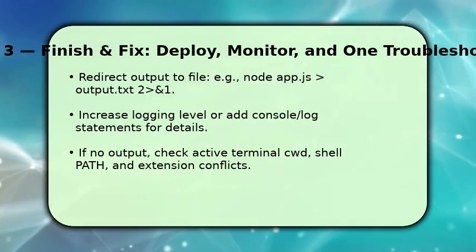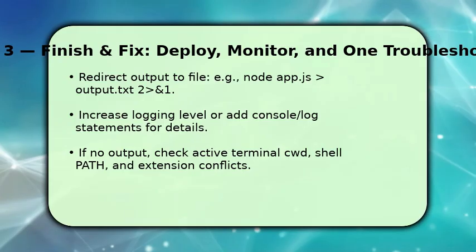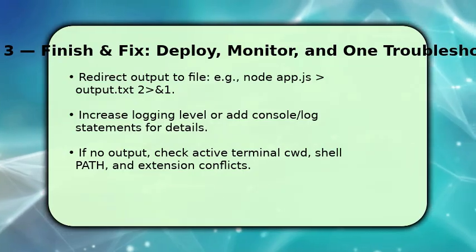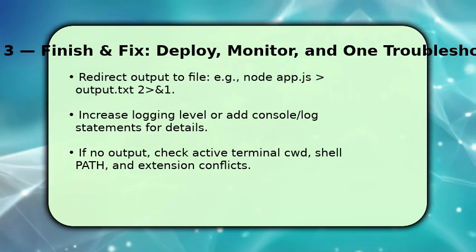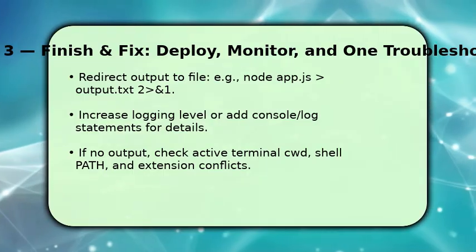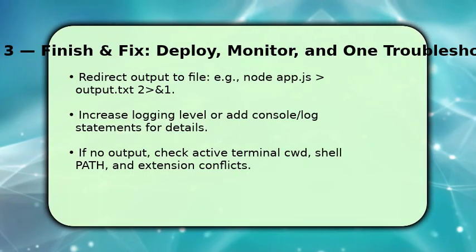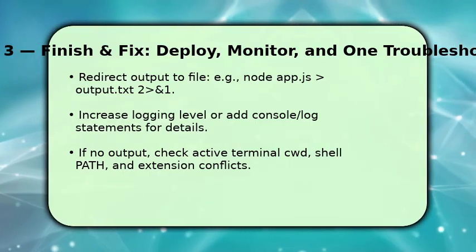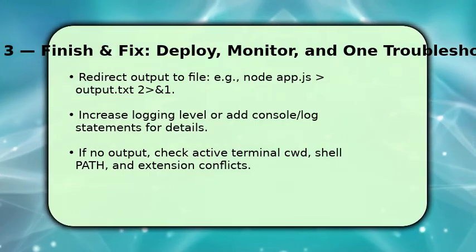If you see no output, make sure the terminal's current working directory matches your project, check the shell path for required runtimes, and disable extensions that hijack terminals. This troubleshooting tip prevents silent failures and gets your output visible fast.